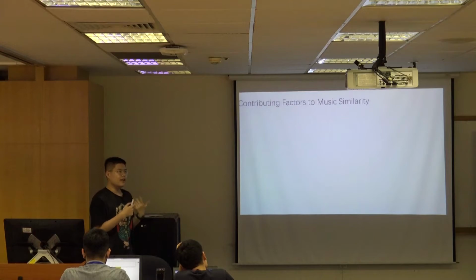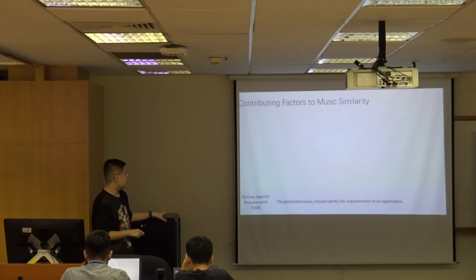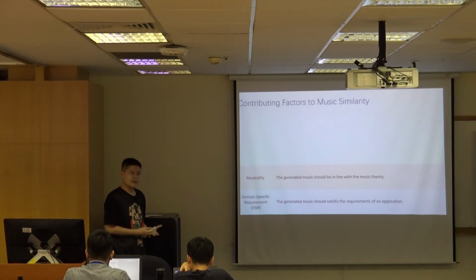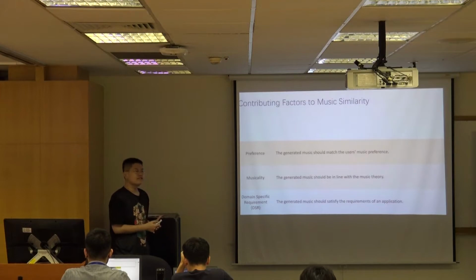So let's think about another question. If you want to generate a song for a specific application like RAS, what do we care about? What do we want the generated music to have? The fundamental is domain-specific requirements. So the generated music should satisfy the requirements of an application. For RAS, it's tempo, time signature, and beat strings. At a higher level, it should be musicality. The generated music should be in line with music theories to make it sound decent. At a higher level is music preference. The generated music should match the user's music preference.